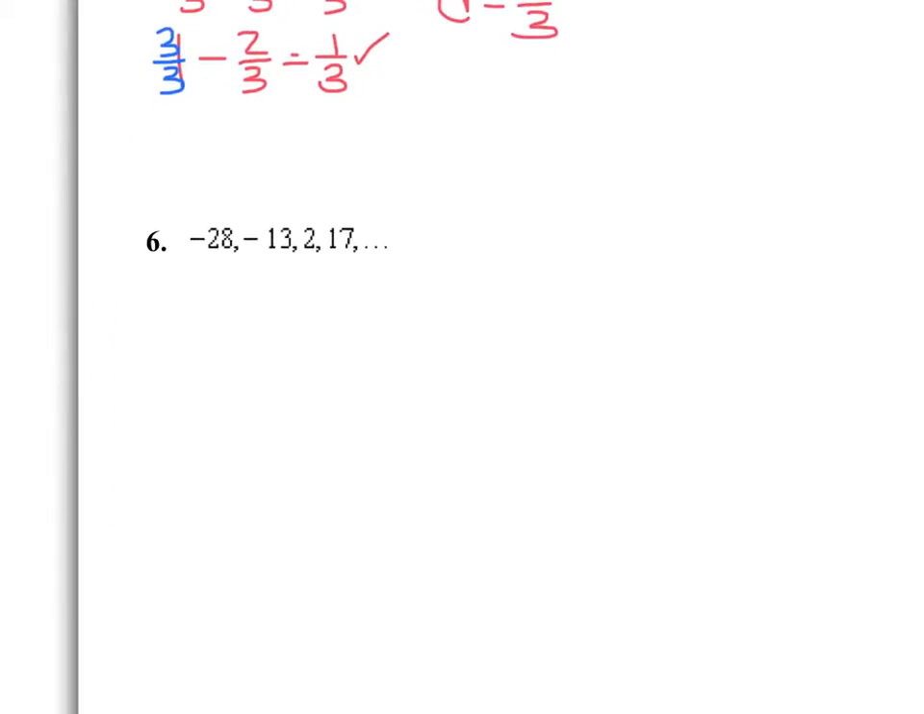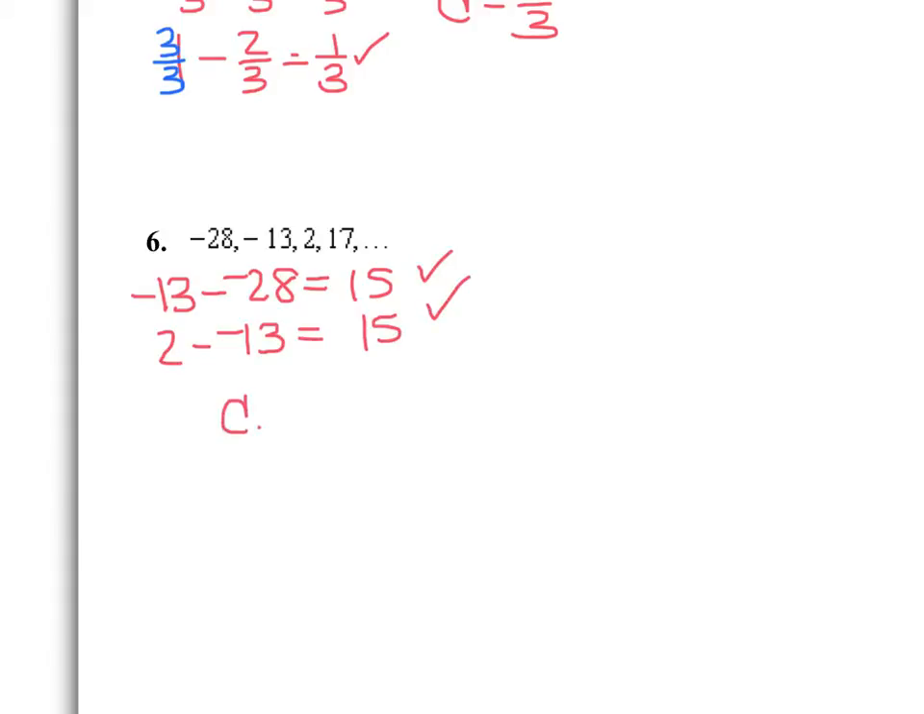And then going to letter number 6, I have -28, -13, 2, and 17. My sequence is increasing, so I should have a positive number. So -13 minus a -28 gives me 15. And then I do 2 minus a -13, and that would also give me 15. So I got the same thing. So my common difference, I just wrote CD for that one, is equal to 15.